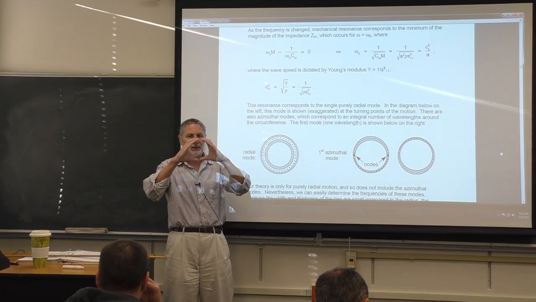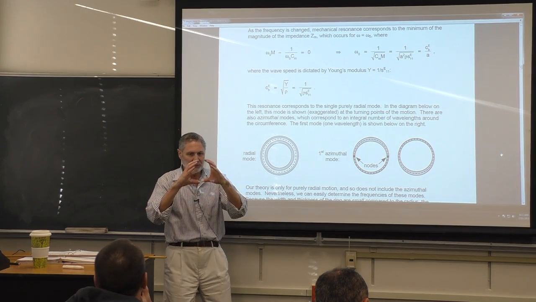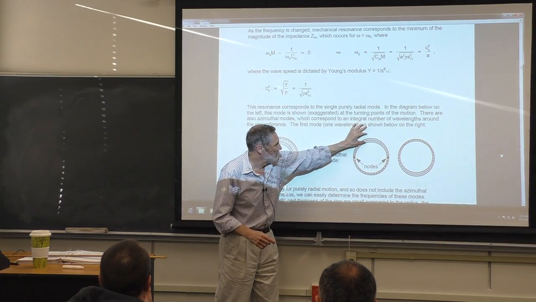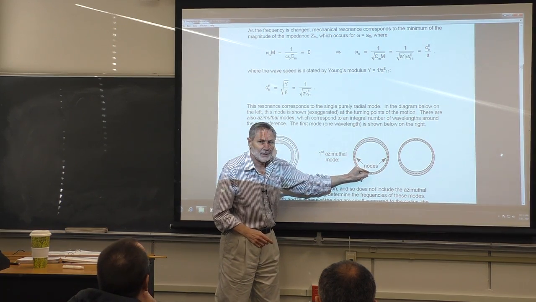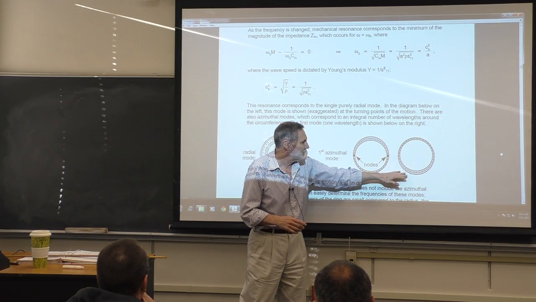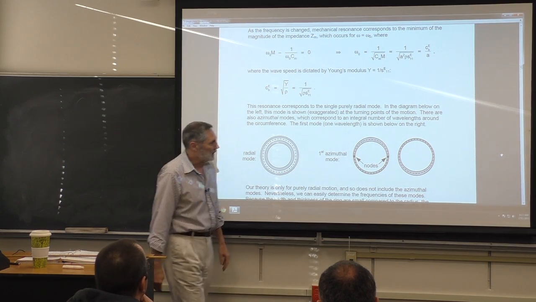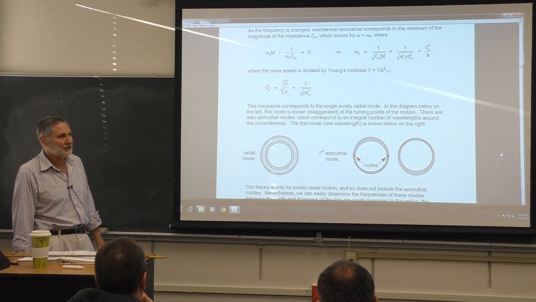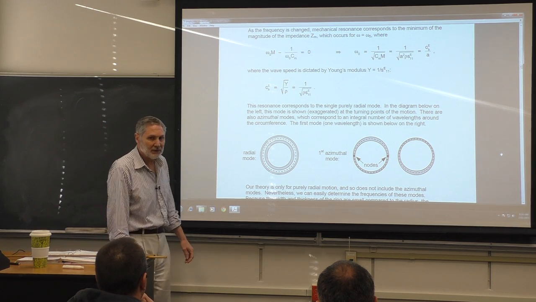But the idea is clear, right? It's going to be able to go like this. When it's moving this one, there's displacement this way. This is going to bulge, and this is going to contract, right? And then half a cycle later, it's going to look like that. And how many wavelengths do we have around here? There's an integral number of wavelengths. Do you see it's one wavelength?